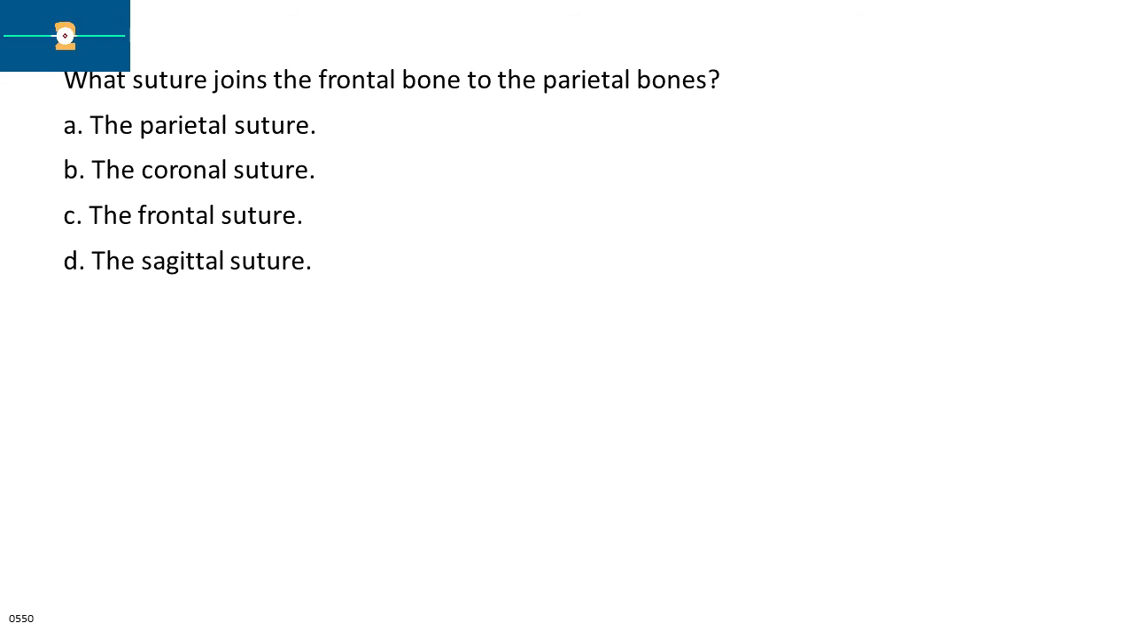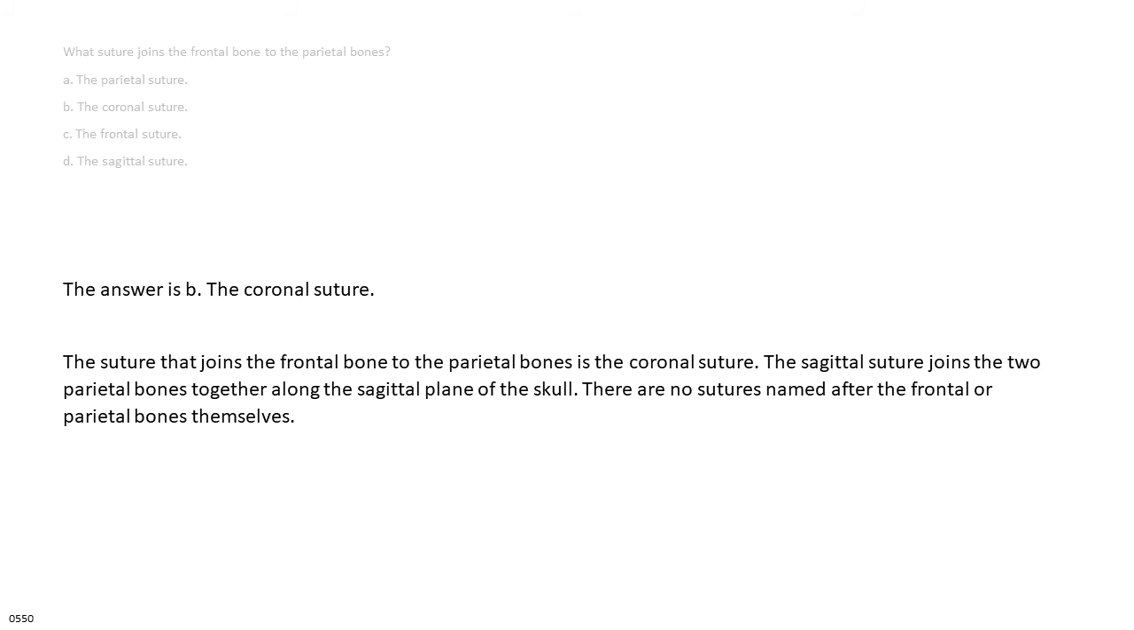The answer is B. The coronal suture. The suture that joins the frontal bone to the parietal bones is the coronal suture. The sagittal suture joins the two parietal bones together along the sagittal plane of the skull. There are no sutures named after the frontal or parietal bones themselves.